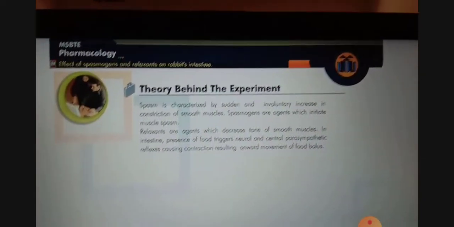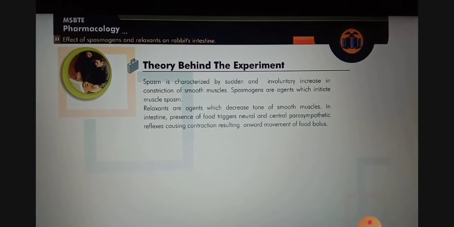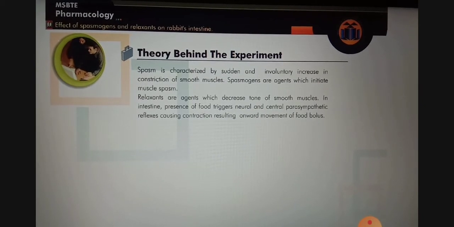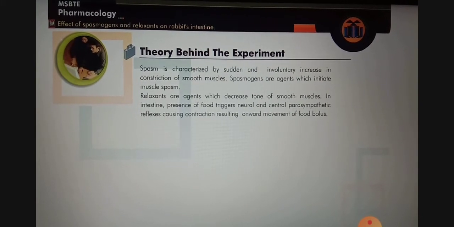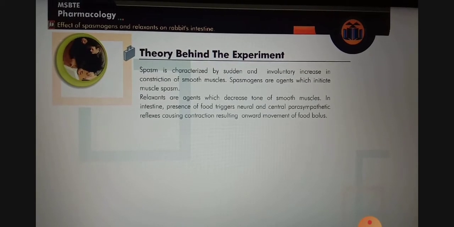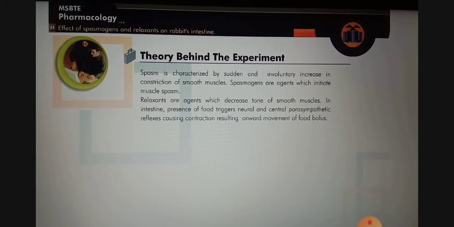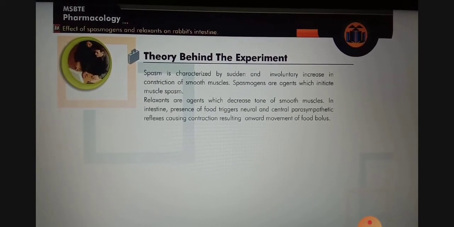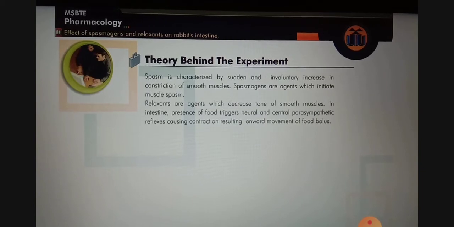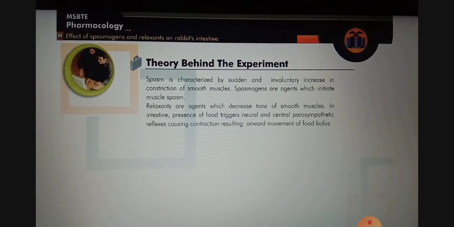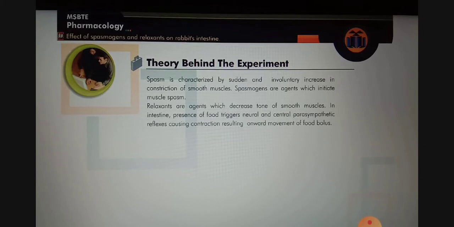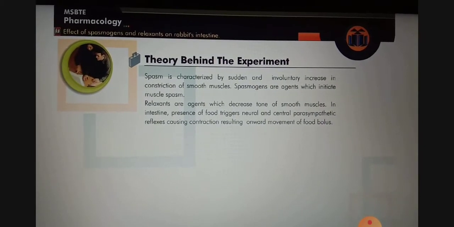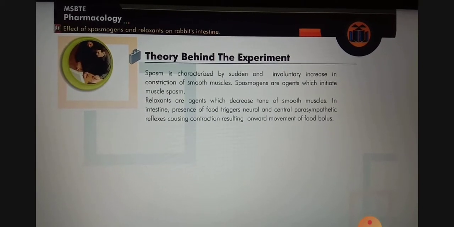Spasm is characterized by sudden and involuntary increase in constriction of smooth muscles. Spasmogens are agents which initiate muscle spasm. Relaxants are agents which decrease the tone of smooth muscles. In intestine, presence of food triggers neural and central parasympathetic reflexes, causing contraction resulting onward movement of food bolus. Okay, so here two concepts are clear. What is meant by spasmogen and what is meant by relaxants.